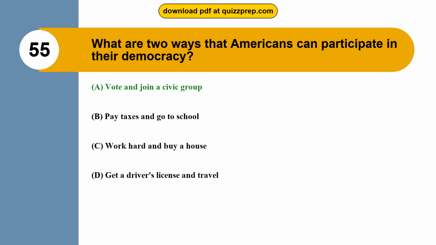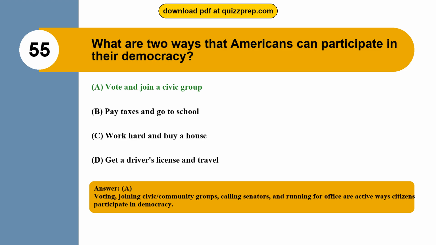The correct answer is option A. Vote and join a civic group. Voting, joining civic or community groups, calling senators, and running for office are active ways citizens participate in democracy.